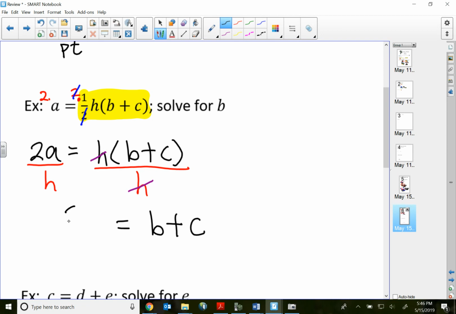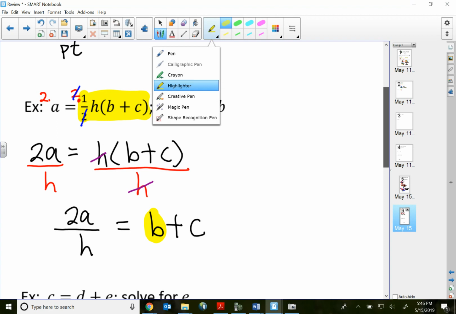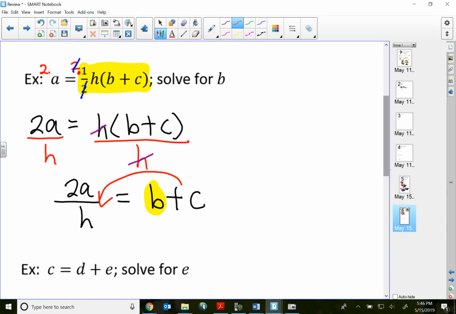Now the left side is just 2A over H. By looking at the equation, I have two different terms, since the right side has a plus sign outside the parentheses. My variable term is positive B. Positive, let it stay. So all I'm going to move to the other side is the C. I get B equals, the 2A over H term is already there, and then C comes over and becomes negative. So be careful now. We are not saying the answer is 2A minus C over H.